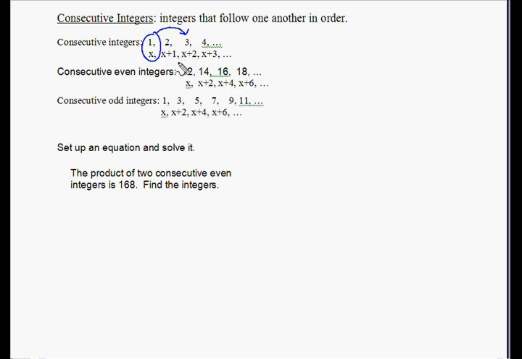So when you're working with just consecutive integers, you start somewhere and then you add 1 and add 1 more and add 1 more for as many consecutive integers as they need.